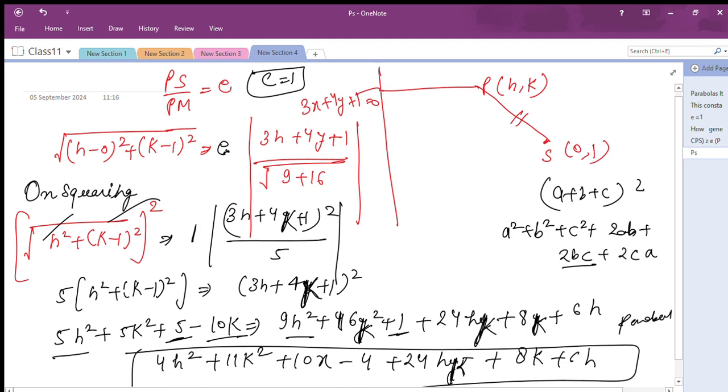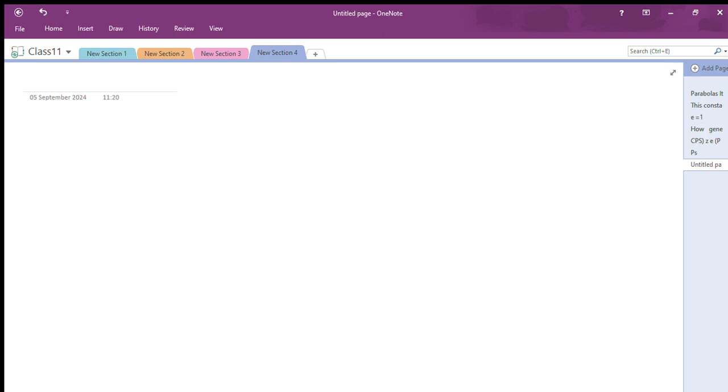Okay, this will be the equation of the parabola. So now you understand how to solve the equations related to the parabola, and we will see the next concept, identifying the conic, in the next lecture.